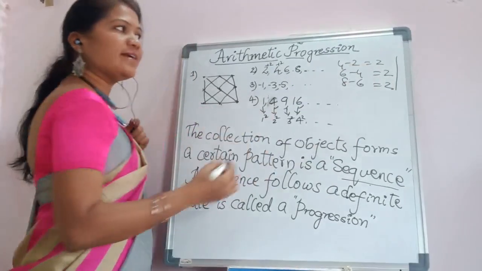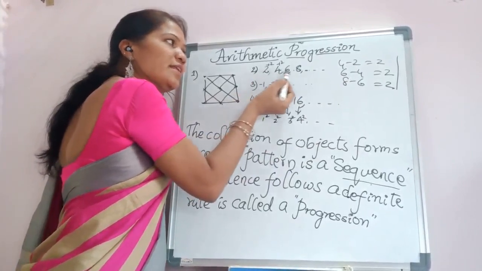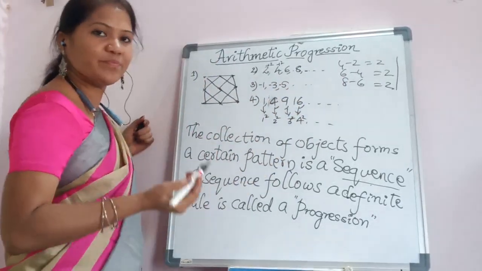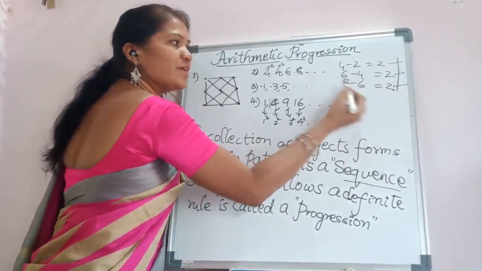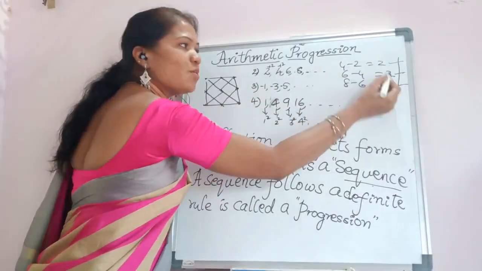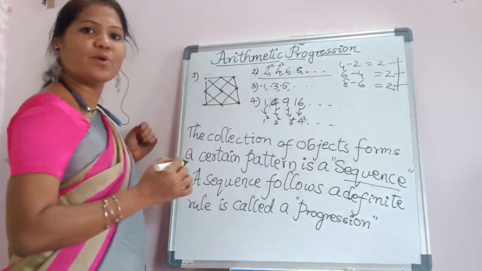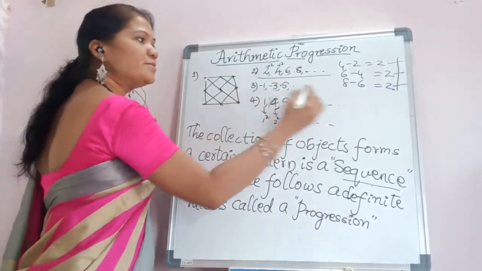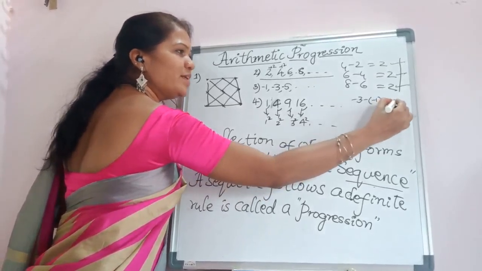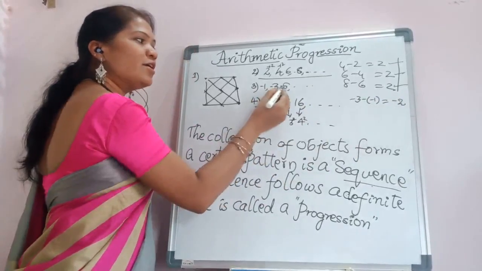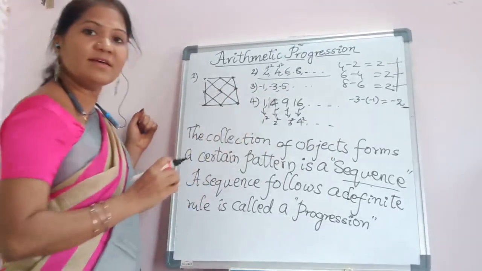From this, what I can say is that the consecutive difference of any two numbers in this sequence is the same, is constant. What is that constant? 2 here. This is the rule it is following. So this sequence becomes a progression. Now in this one, if you observe, -3 minus of -1 is what? -3 plus 1 is -2. So for consecutive terms, the difference I am getting here is a constant -2. Then this is also a progression.